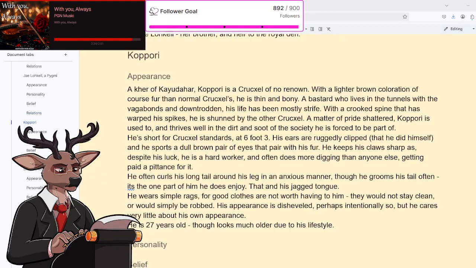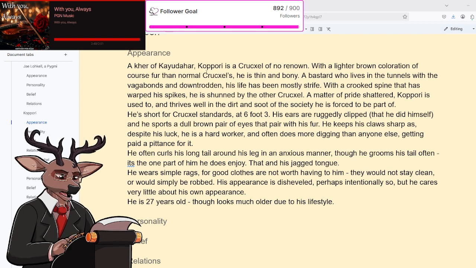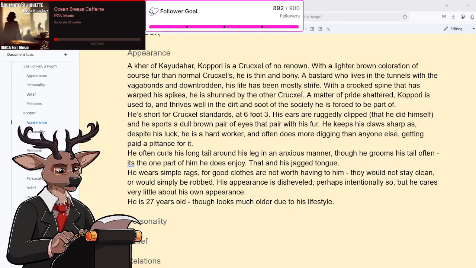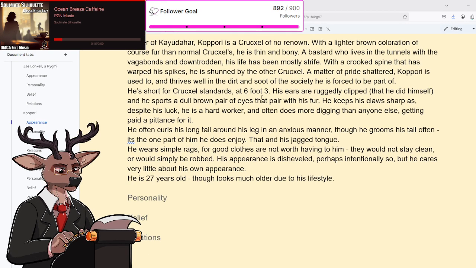Well, I mean, I'm here. I'm on the Kapori entry. I can start on this one, right? Yeah. With a lighter brown coloration of coarse fur than normal Crocshell, he is thin and bony. He's a bastard who lives in the tunnels of the vagabonds and downtrodden. His life is mostly strife, like Cloud Strife.